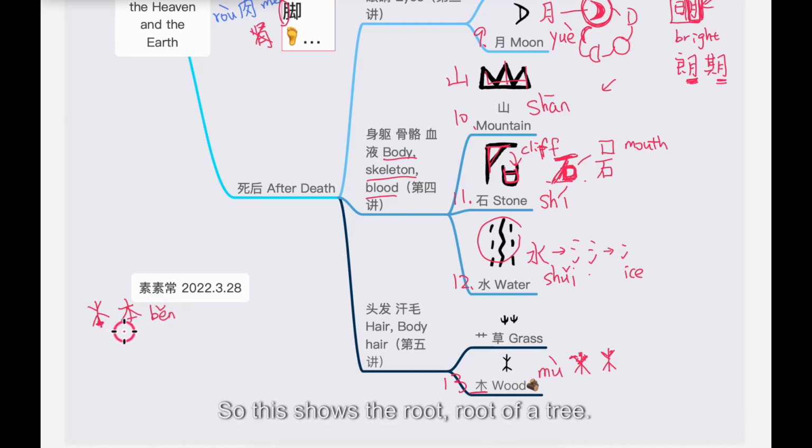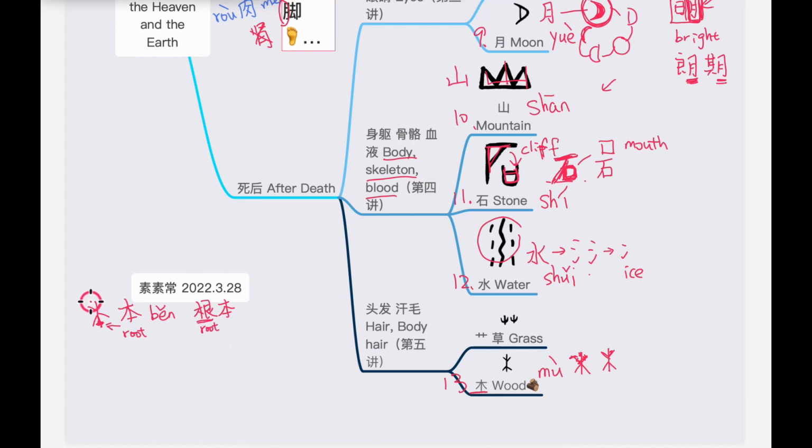So this shows the root of a tree. 本 is the foundation and the base. We have a word called 根本. 根 today means root, and 根本 together means the foundation, the basic. So this is the first character. And the second character from 木.